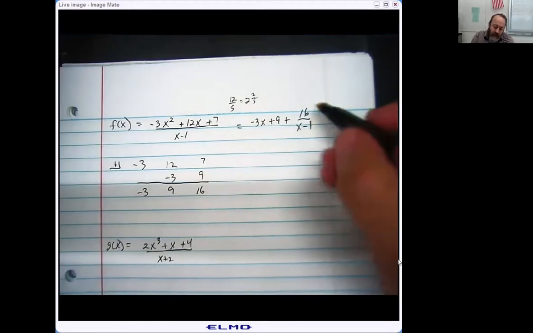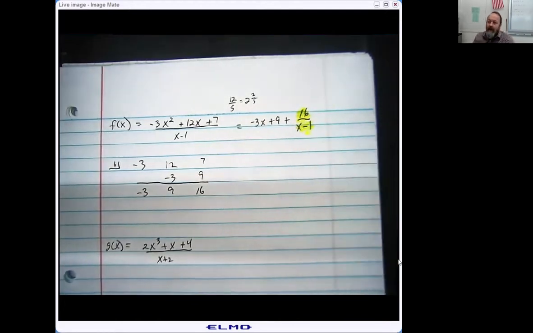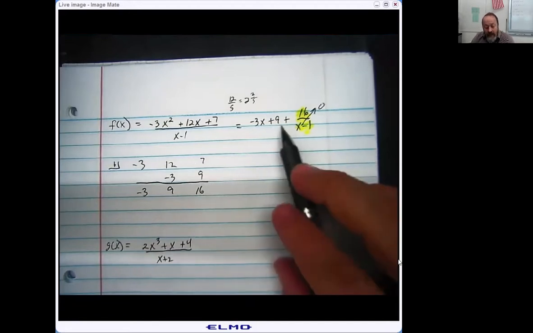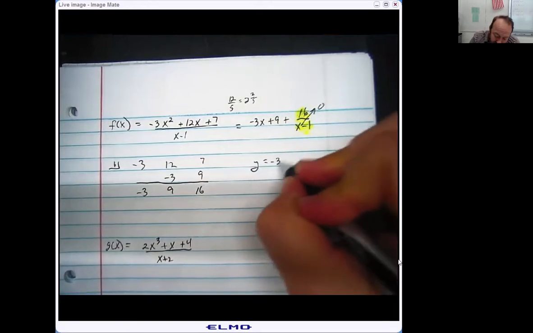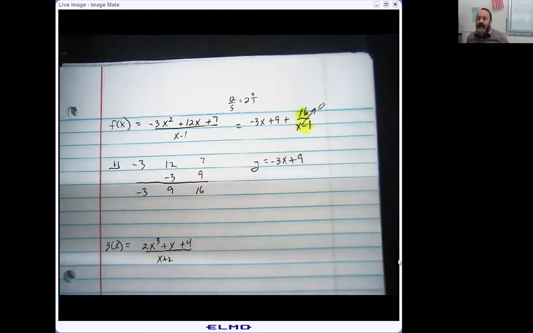But as x goes to infinity, this piece right here basically goes down to 0 pretty rapidly, because 16 divided by any large number is going to get smaller and smaller, and as x gets bigger, it's going to become less and less significant. This 9 is going to remain. So let's just see what happens if we take a look at just negative 3x plus 9.